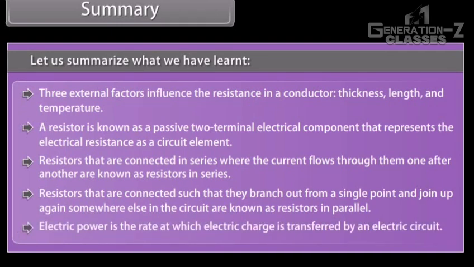Electric power is the rate at which electric charge is transferred by an electric circuit.